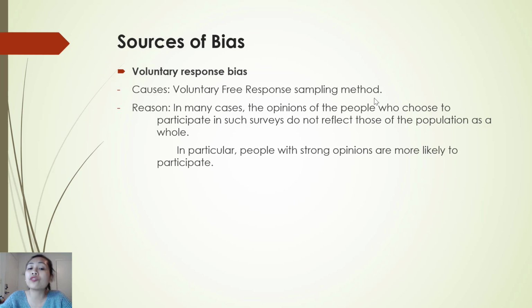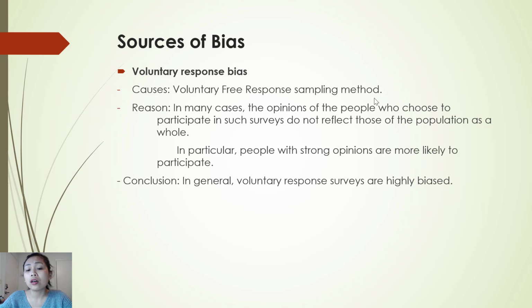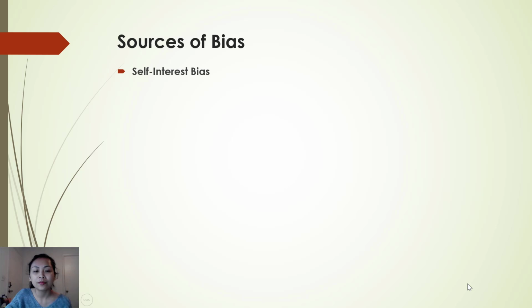Remember, in voluntary free response, usually people with negative opinions tend to participate in the sampling. So in this case, voluntary free response samples are usually highly biased. So this is the first bias.